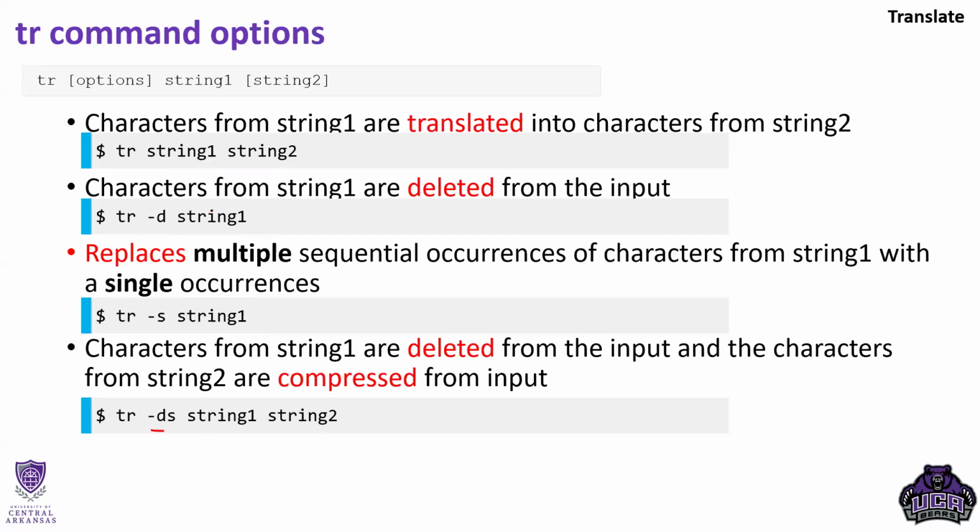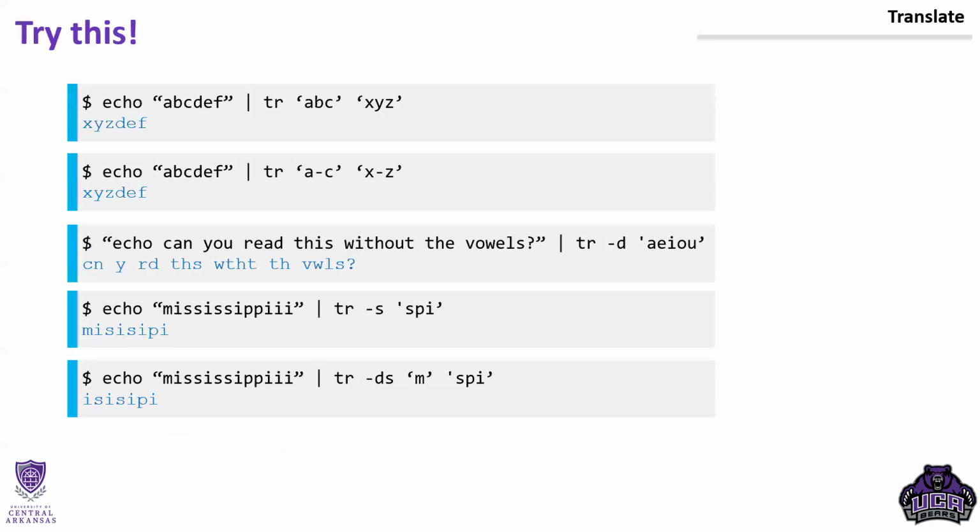Now, this is the important thing to remember with translate. When we give it these multiple options right here, what it is saying is, I want to delete. So the first option goes with the first string. The second option goes with the second string. So in this case, we're deleting that first string and then we're shrinking it down to a single occurrence of a letter in the second option.